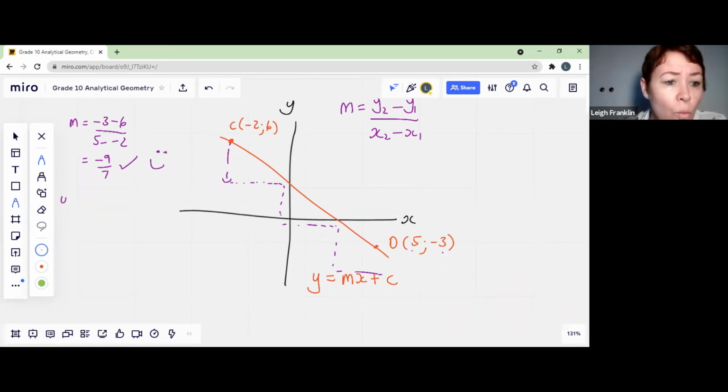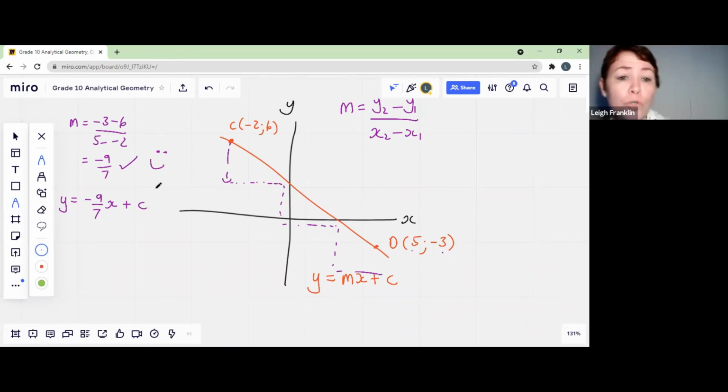So now you're going to substitute, Nosisa. You're going to write y equals, your m is -9 over 7, x plus c. Now you're going to take a point. Nosisa, you choose. Okay, grade 10s, it's your choice. Either you can sub in point C or you can sub in point D. Both will work. So Nosisa, pick one. Do you want C or do you want D? Nosisa says D. Okay, perfect.